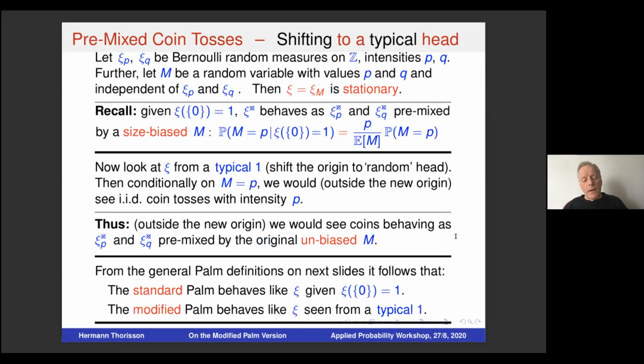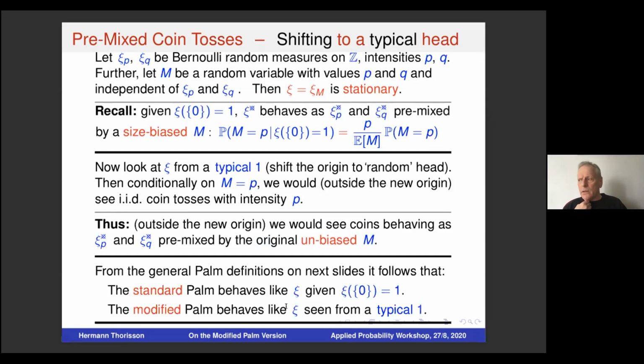So I'm going to give you the general definition of Palm versions in a minute, but the two Palm versions turn out to be such that the standard Palm behaves like our Xi conditioned on the head at the origin, while the modified Palm behaves like our Xi seen from a typical head. And as you have seen, we are not getting the same thing out of this.